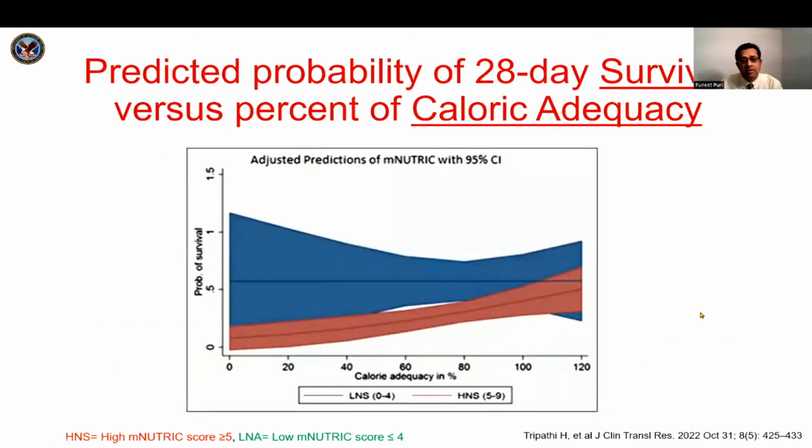A very important observation in our cohort was this: the high NUTRIC risk score is the maroon bar, and the blue bar is the low NUTRIC risk score. As caloric adequacy improves, to 80% to 100% or slightly higher based on ideal body weight, there was significant improvement in survival, which is shown on the y-axis, and the x-axis reflects the caloric adequacy. Very important. Improving caloric delivery is important in predicting, reversing, or improving the outcome.